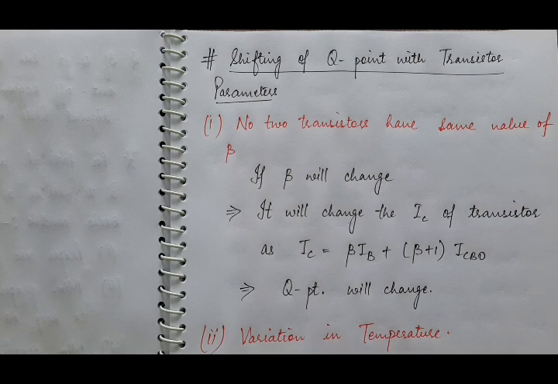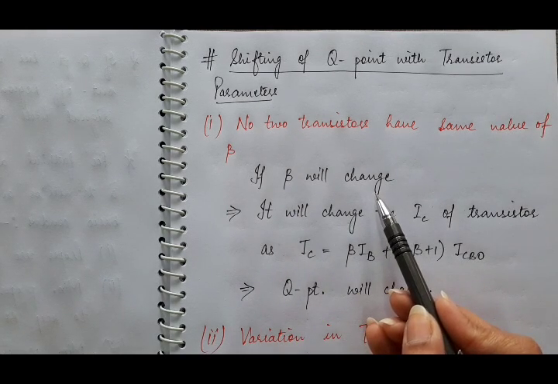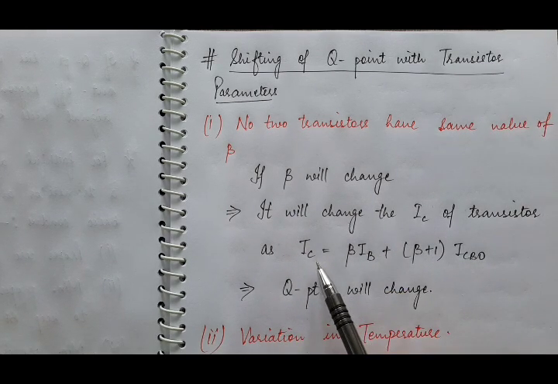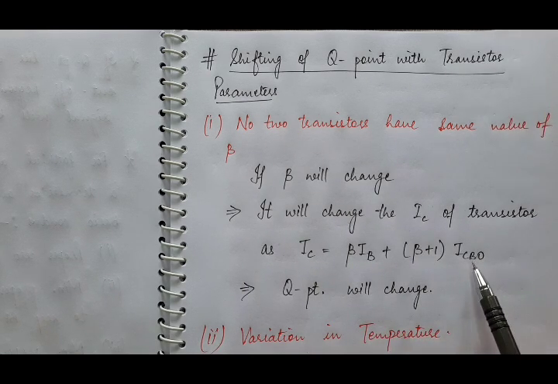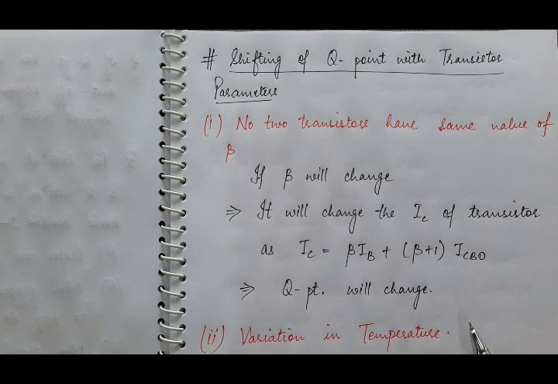So if beta will change, we know that the value of collector current depends upon beta, because the expression of collector current is beta IB plus (beta plus 1) ICBO. So if you change the transistor, the value of beta will change, and by changing beta, the value of collector current will change. And if collector current changes, it means Q point will change. So it will shift your Q point.